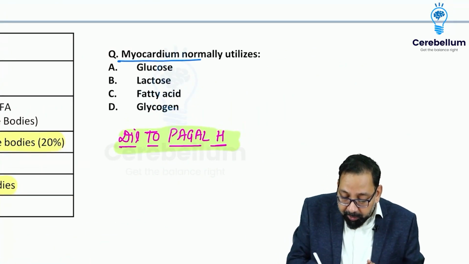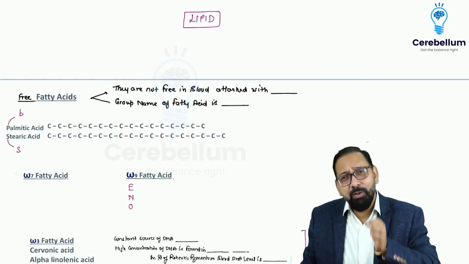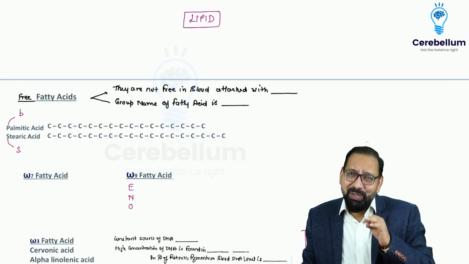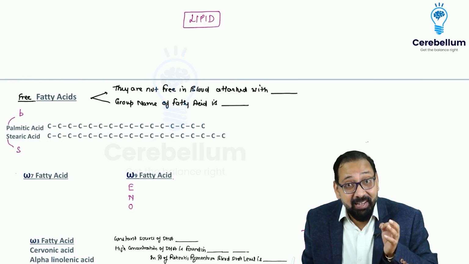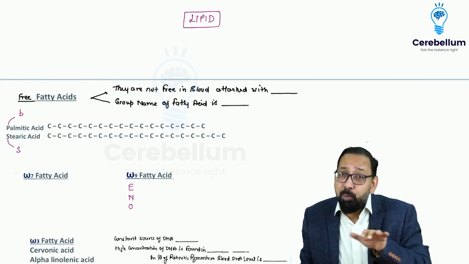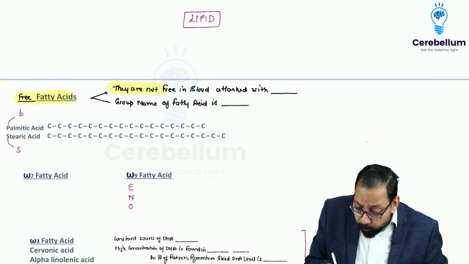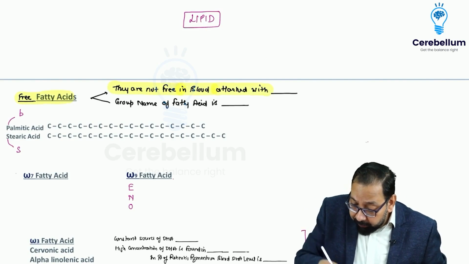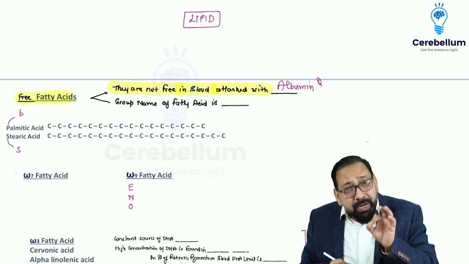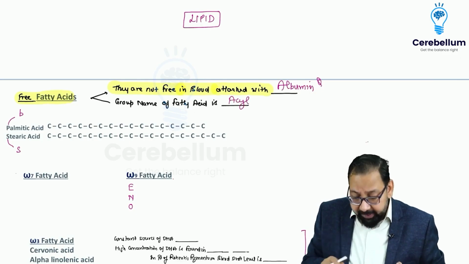Question: myocardium normally utilizes fatty acid. Lipid. Whenever you think about lipid, immediately the word fat comes to your mind. Fat is made up of free fatty acid. Actually, this is not free. In our blood, fatty acid is attached with albumin. So the question is asked: free fatty acids are not free in blood, they are attached with albumin. The group name of all fatty acids is acyl.